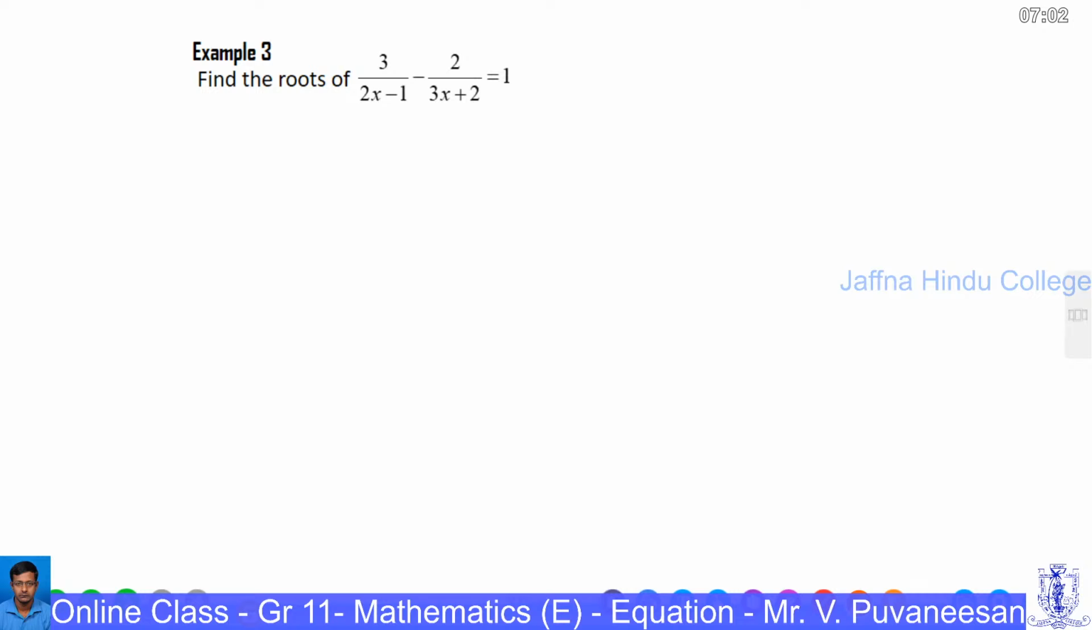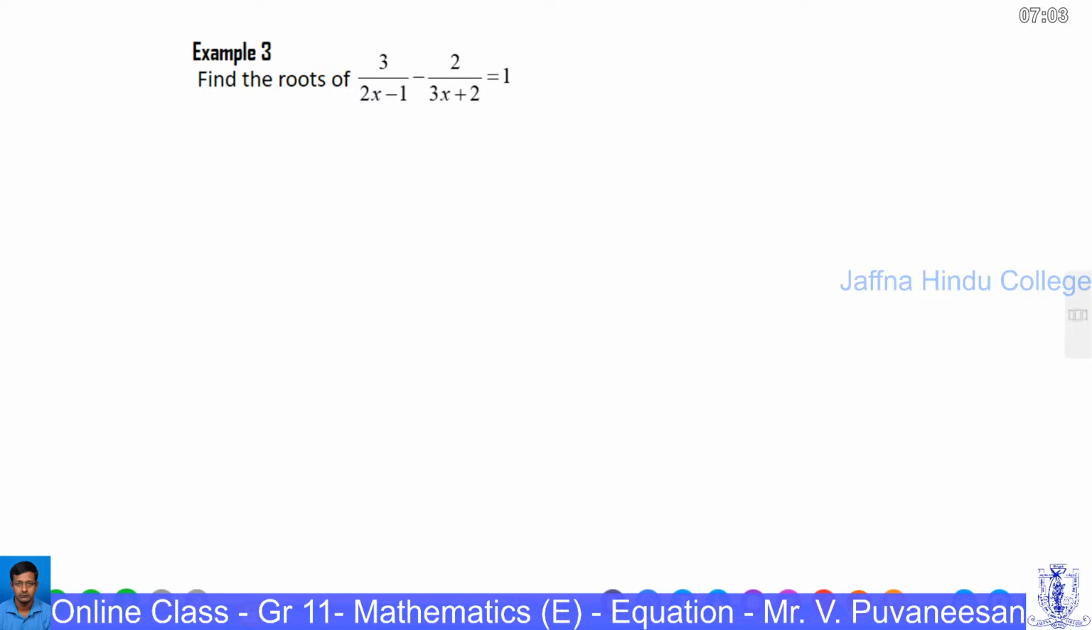Okay. In here there are two fractions on the left side of the equation. So first we take the LCM for the denominators of 2x minus 1 and 3x plus 1, to convert these two fractions to one fraction, and then we cross multiply and form a quadratic equation. So first we take the LCM for both fractions.